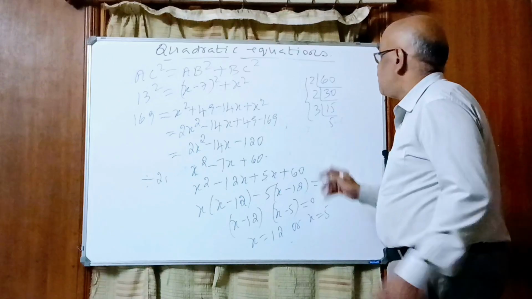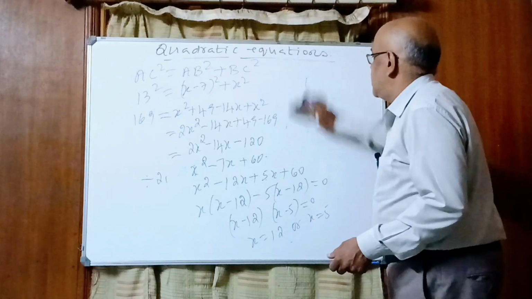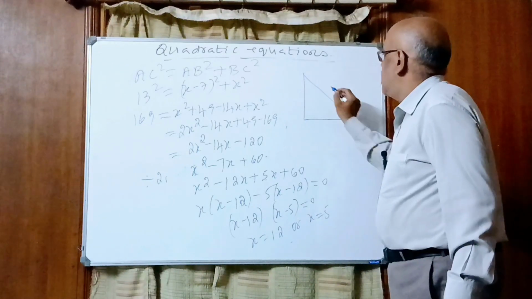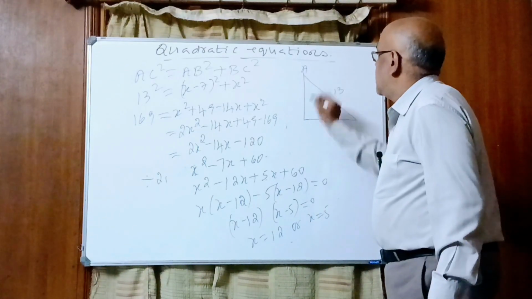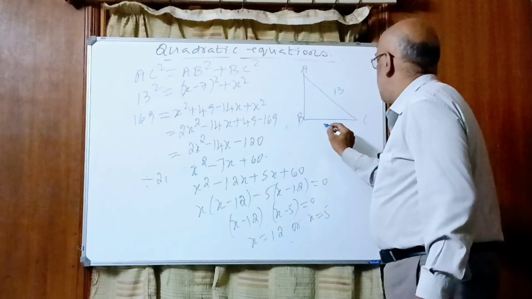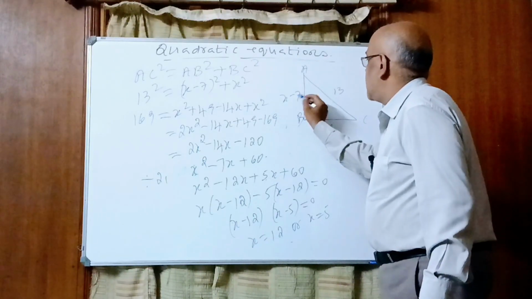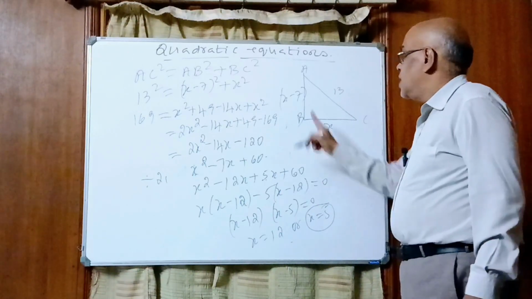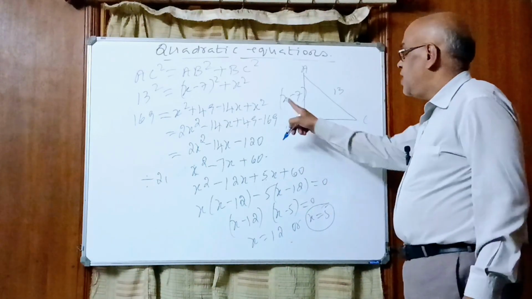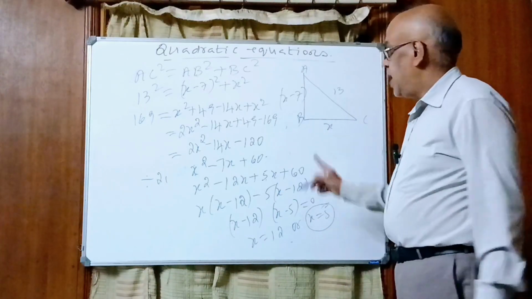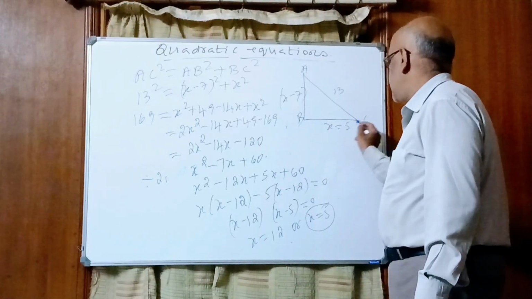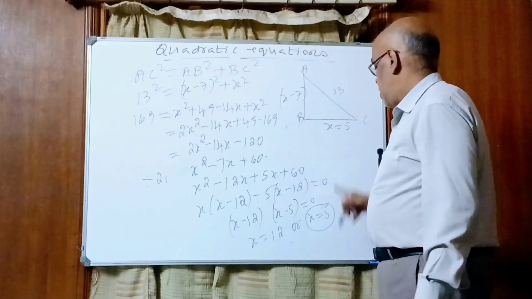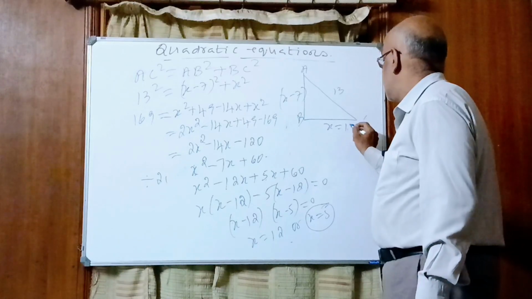Now children, see, address this. What was our triangle, what was written? Remember, what is the hypotenuse? 13 centimeters. What is the base? x. What is this? x minus 7. Then 5 is ruled out, children, because height cannot be negative. If you put 5, 5 minus 7 is minus 2. Height cannot be negative. Then 12. x is 12.